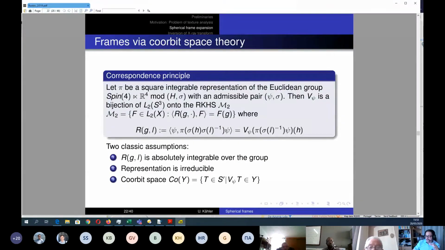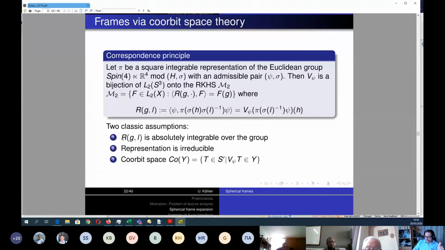So as I said, we have a correspondence principle. I just take here the Euclidean group, for instance, the first case, modulo my subgroup and my section, and an admissible pair, which also depends on that part. And then I can show that it's a bijection between L2 and this reproducing kernel space you have here.